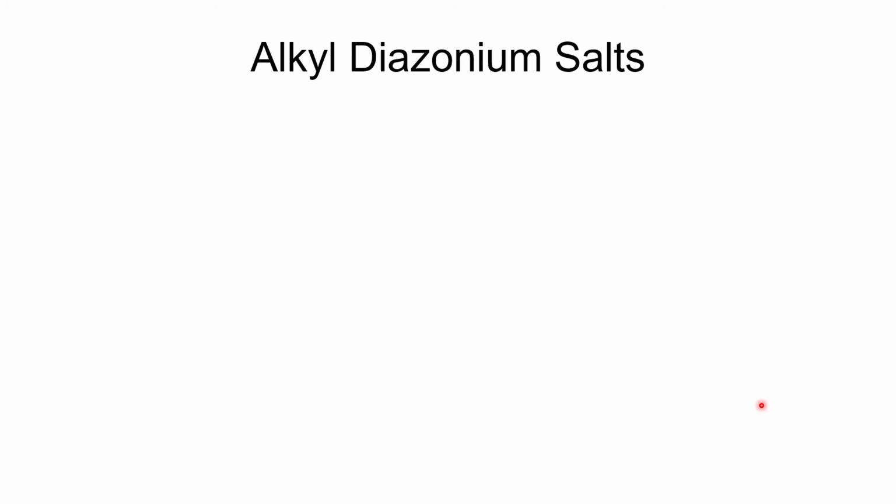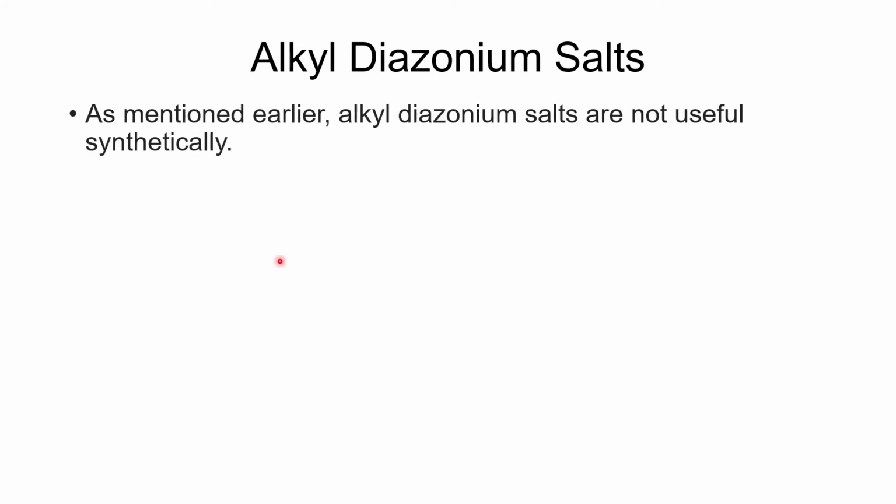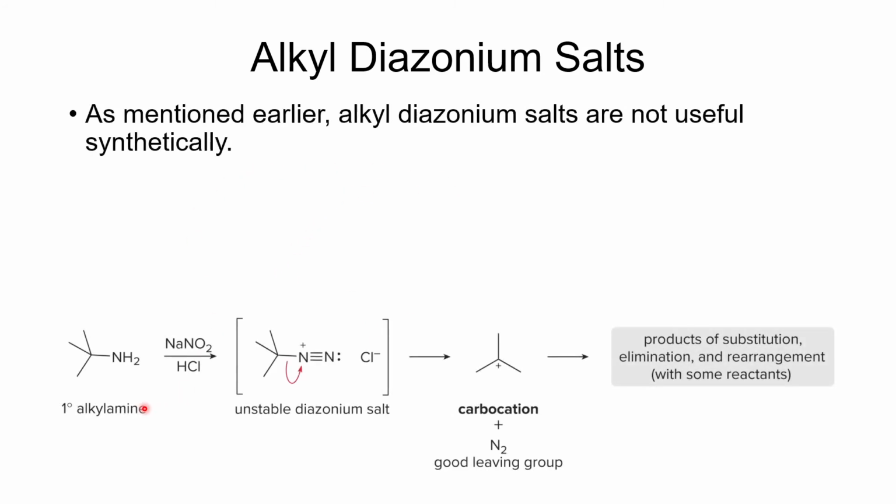All right, so let's look at those alkyl diazonium salts again, just to mention why it is that they are unstable and why we tend to avoid them. So they are not as useful synthetically. When we form the alkyl diazonium salt, that N2+ is a really good leaving group. The leaving group would just be N2. N2 is a very stable compound. It's a gas. It bubbles out of your solution. And so you're left with a carbocation, and that carbocation could do any number of things.